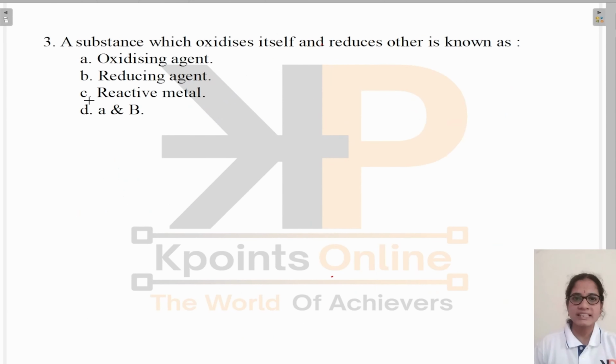Next, we'll read the question. A substance which oxidizes itself and reduces other is known as: oxidizing agent, reducing agent, reactive metal; A and B. Yes, the substance which reduces other is known as reducing agent. This will be our correct option. A substance which oxidizes itself will be the reducing agent. A substance which reduces itself will be an oxidizing agent. Be clear in that. Even though it seems a very easy question, you should not make confusion regarding this question.